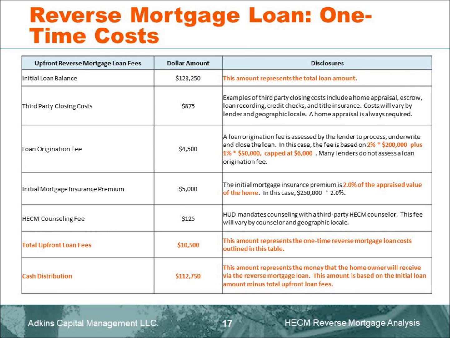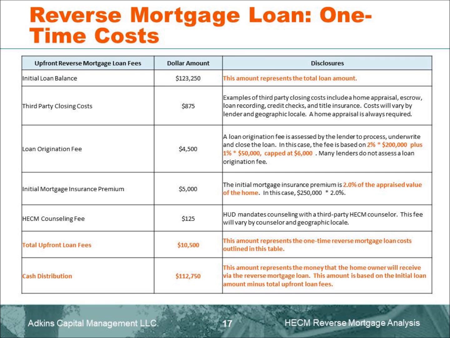This table lists the one-time cost that would be charged to the homeowner for obtaining an HECM reverse mortgage loan. In this analysis, third-party costs were estimated to be $875. Third-party costs include a home appraisal, escrow, loan recording, a credit check, and title insurance. Such costs will vary by lender and geographic locale. It is important to note that a home appraisal is always required.